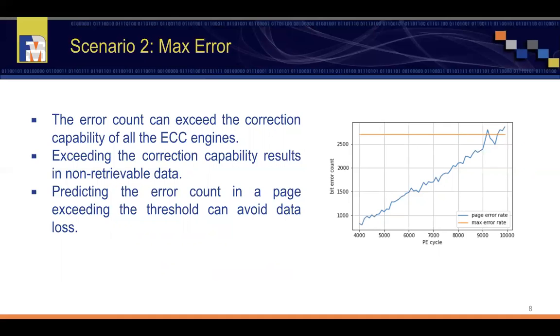So in the plot here, the orange line is the max correction capability of a certain system, and the blue curve is the page bit error count. And we can observe that this page error count exceeds the threshold in the p-cycle window 9 to 10K.